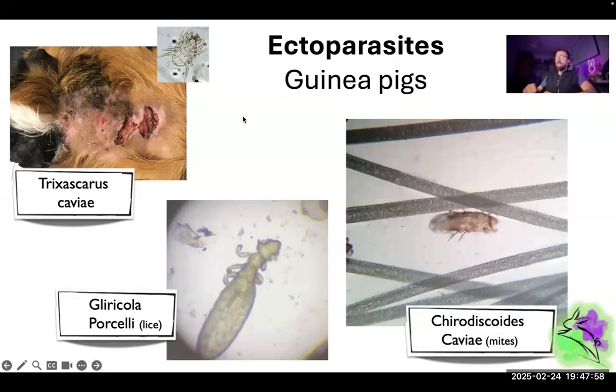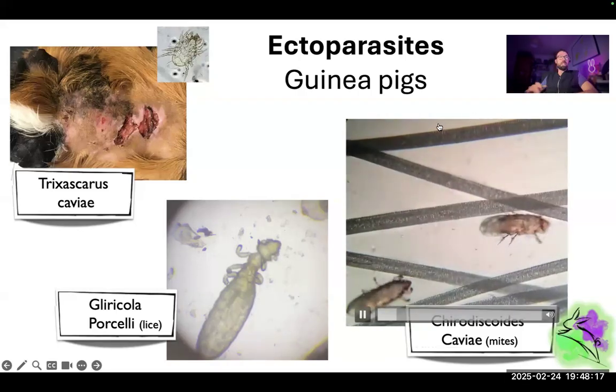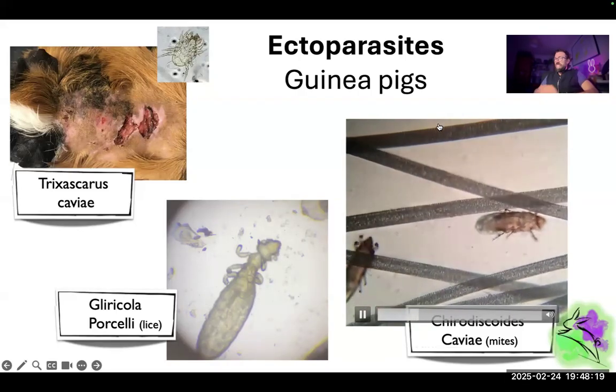And this was a guinea pig that started to scratch themselves a lot until they literally opened the skin. So we should never wait too long before bringing them for a check. Then we have, let me see, this one, the Chirodiscoides caviae. Again, itchy.